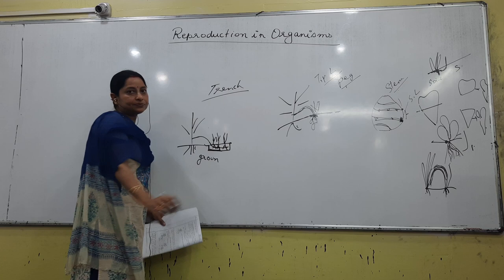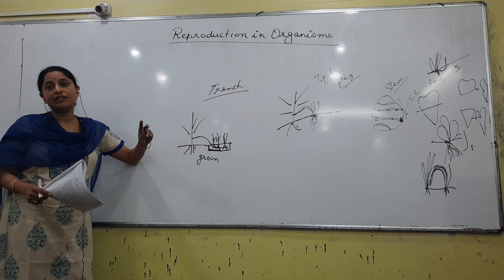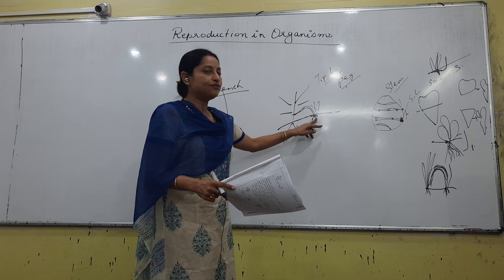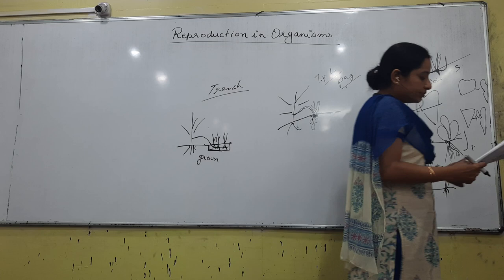So tip layering is a method of vegetative propagation. Trench layering is also a method of propagation. Which method would be faster? Obviously, trench would be faster. Why? Because you will see the development of more plants in the same go. But in this case, it is just one plant from the tip that is growing. Example of trench layering: walnut and mulberry.